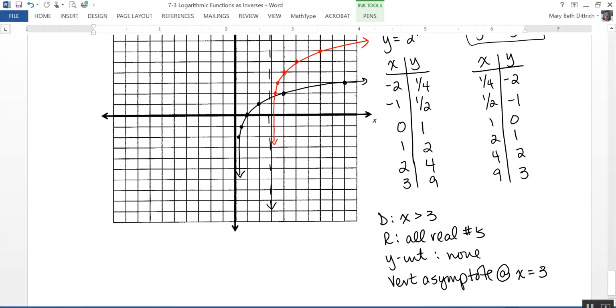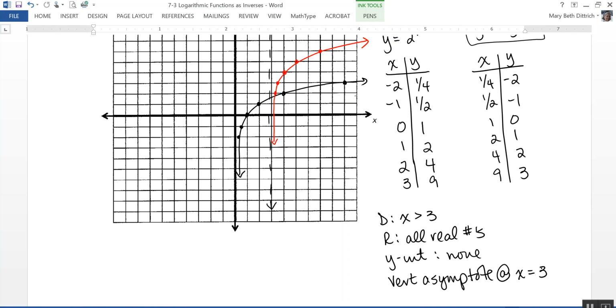So I apologize, this was a very long video, but there was a lot of stuff in this lesson. First time we took a look at logarithms, we saw that they are actually the inverse of the exponential function y equals b to the x. The inverse of that is y equals log base b of x.